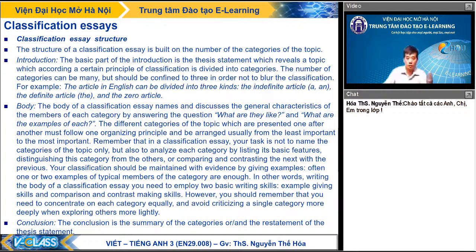And what about the conclusion? The conclusion is a summary of the main categories, and another way we can try is to write the thesis statement again.